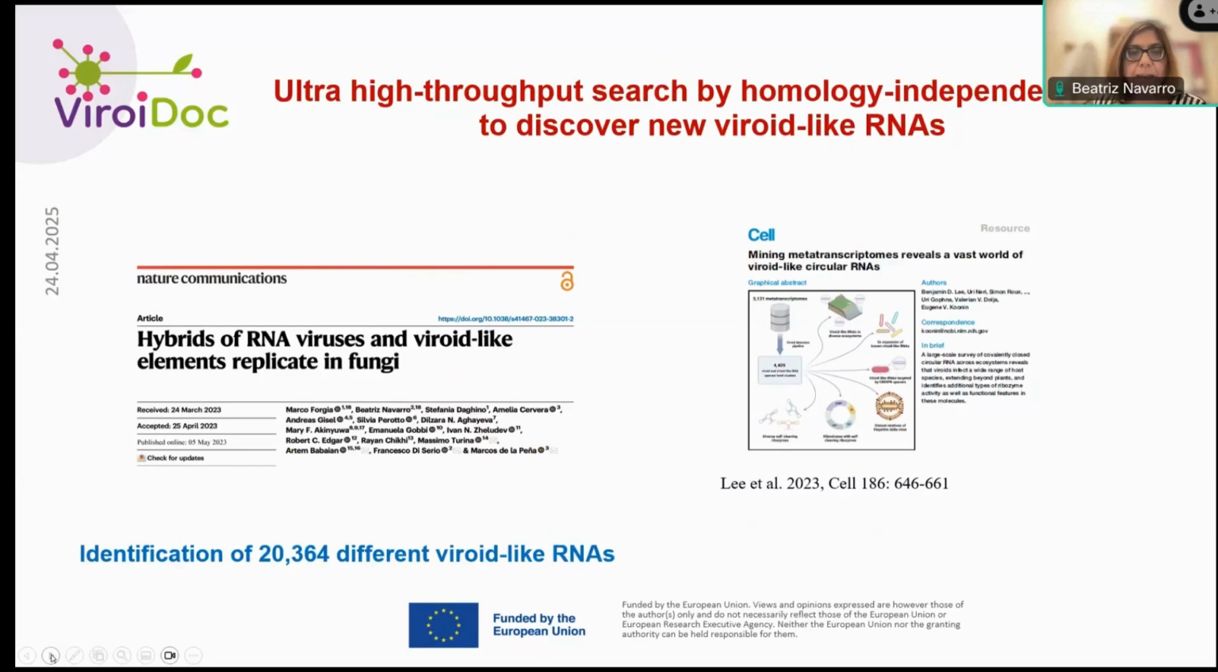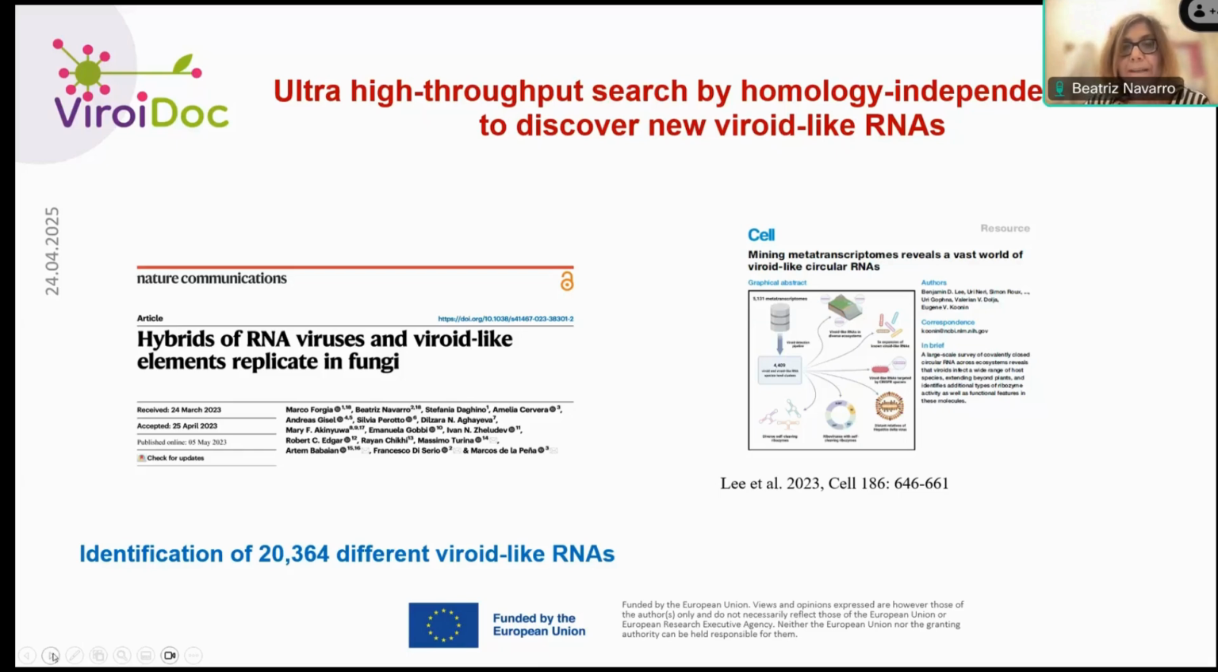In 2023, two independent studies from two groups made a high-throughput search looking for new viroid-like RNAs, but using homology-independent tools, based on looking for circular RNAs containing ribozymes in both polarity strands, where the ribozyme is identified not by its sequence but by its structure. One group published in Cell, by Koenig, and the other work was published in Nature Communications from my group, in collaboration with other groups such as Marcos de la Peña at the CSIC in Valencia, and Artem Babaian from the University of Toronto.